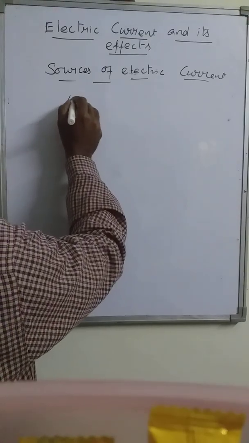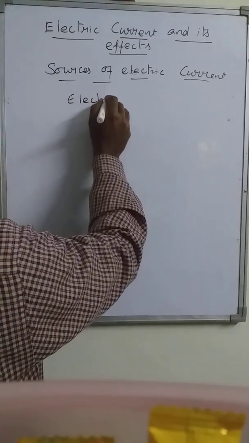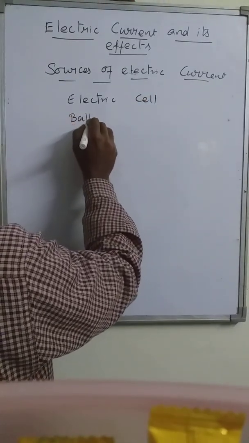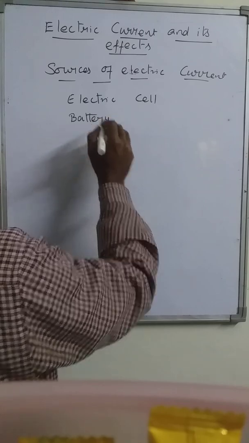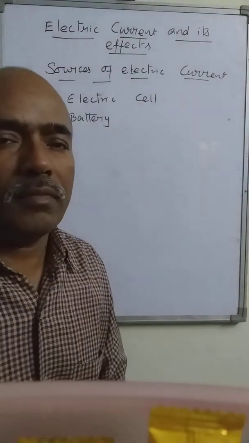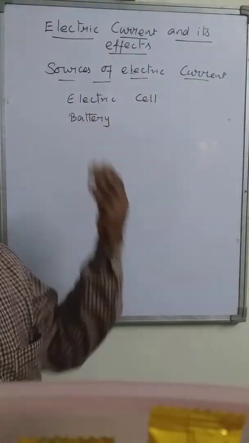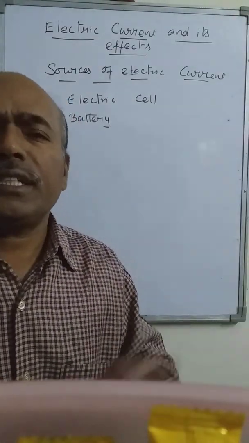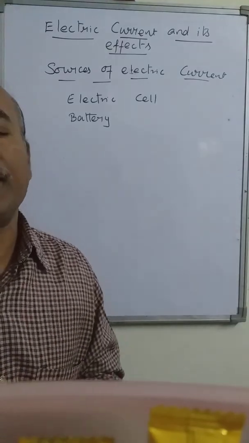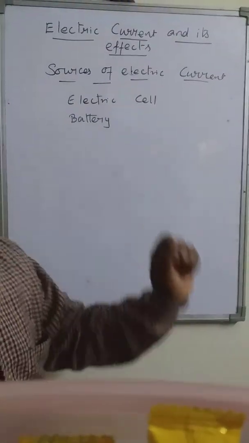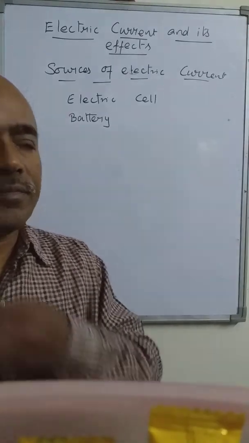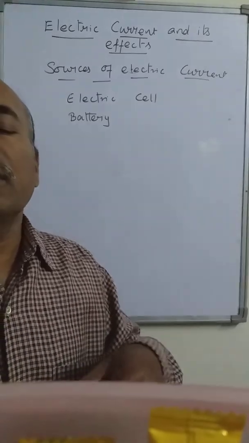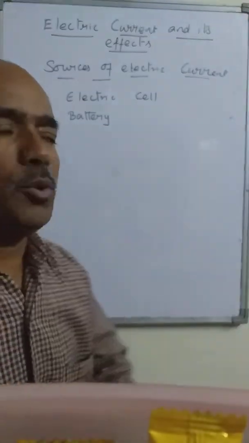Electric cell, or battery. What actually is an electric cell? Because if you know the cell, then the battery is very simple. A battery is a group of cells connected together. Now we must know the electric cell. An electric cell is a device in which some chemicals are stored.